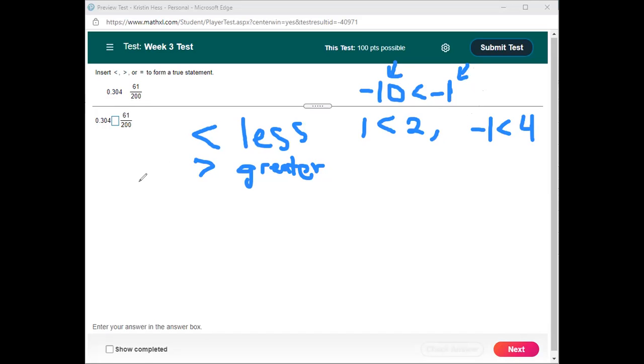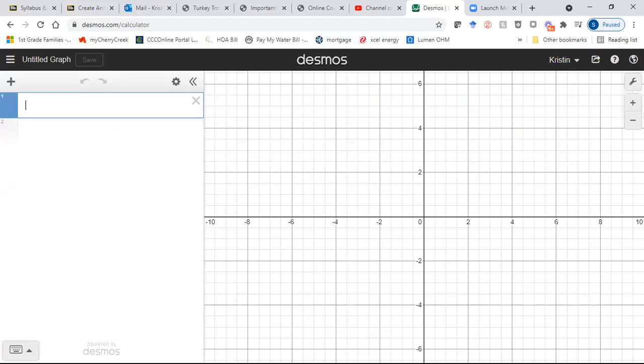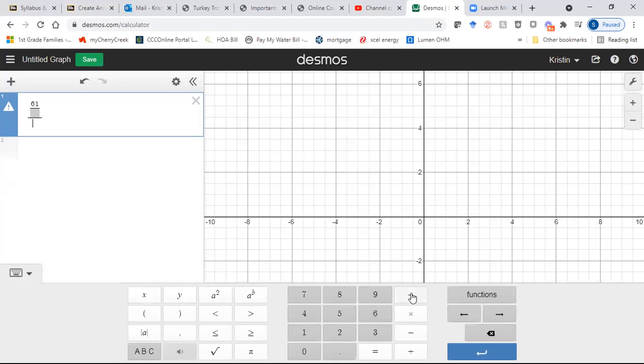And when you throw in the fractions and decimals, the easiest way to do this is to convert this 61/200ths into a decimal. You could also convert 0.304 into a fraction. So let me share my Desmos. If you go to Desmos, you can take 61 and divide it by 200. So 61, and then you can hit the backslash, or you can go to the keyboard here and click on divide. You might have to arrow to the right place and divide it by 200. And here it's going to give you the decimal.